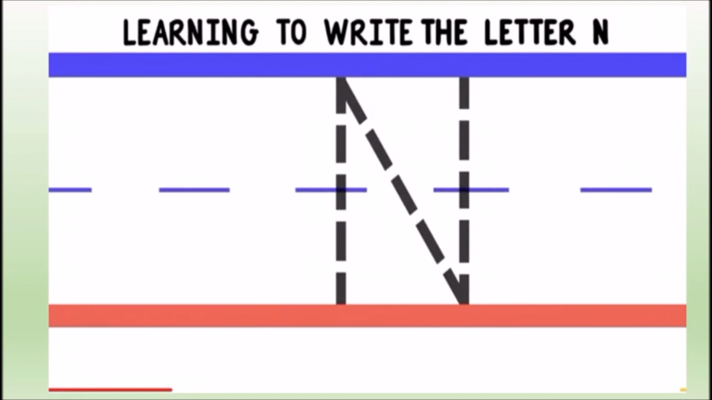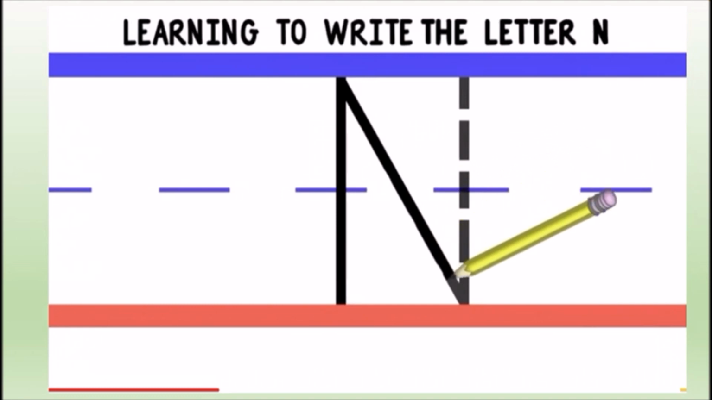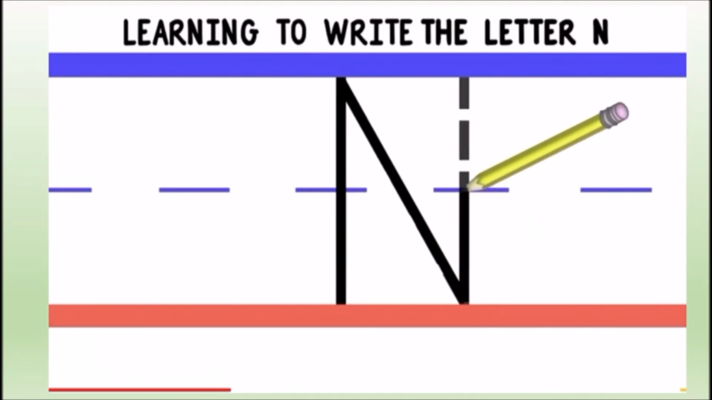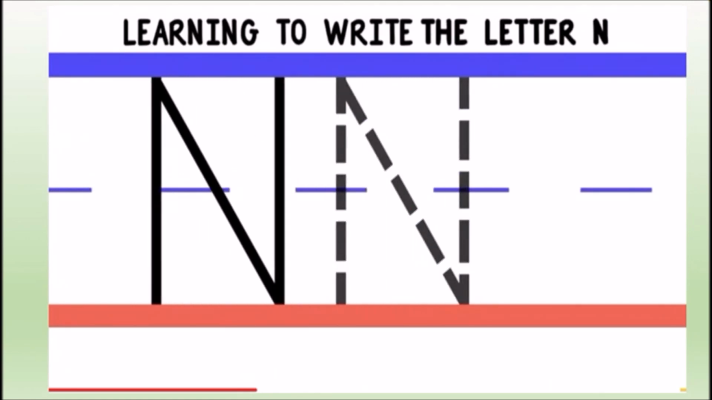To write uppercase N, we'll start at the top and do a straight line down. Then go back to the top and do a diagonal line down. Then do a straight line up. Good job! Let's do that again.